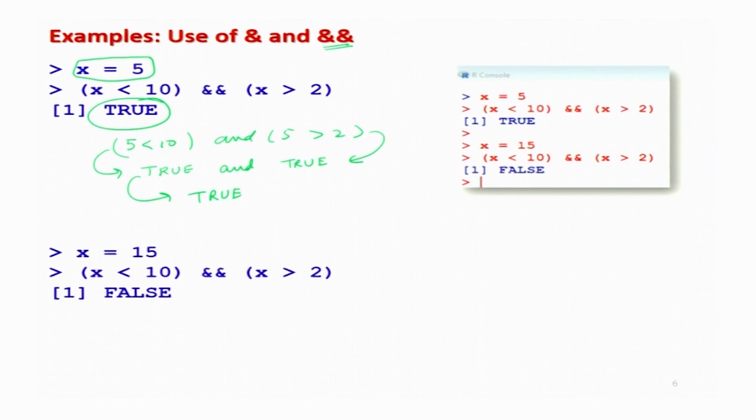Now I take another example. I take x equal to 15, and then I want to test whether 15 is smaller than 10 and 15 is greater than 2. So, these are my two conditions which I want to test. In case I say 15 is smaller than 10, this is no, this is false. When I test the condition 15 is greater than 2, the answer is yes, and this condition is true.